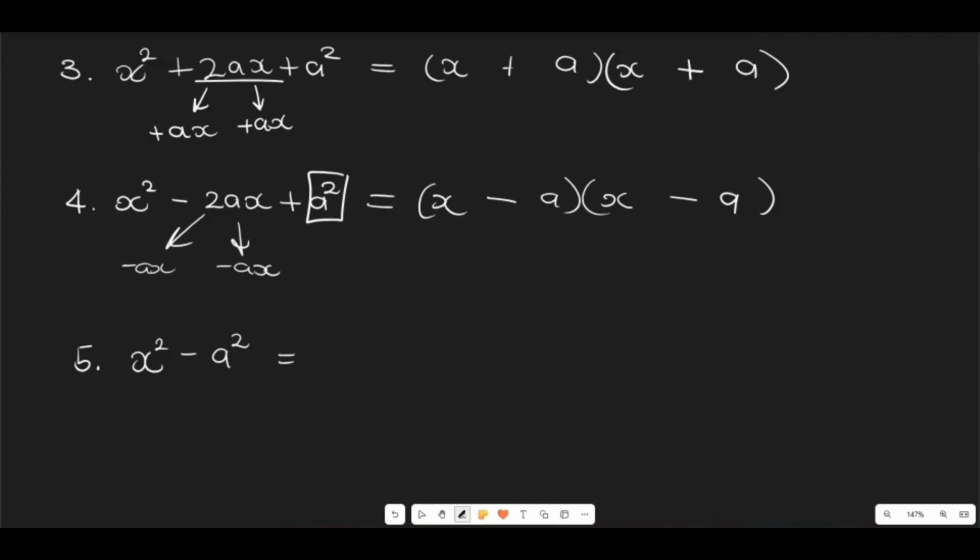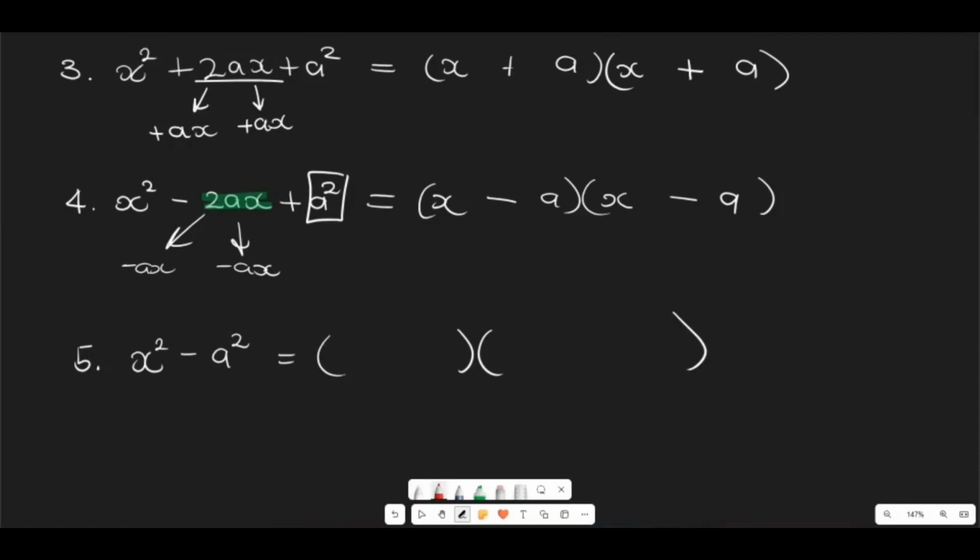Okay, so the next part that we have, I want you guys to now identify that for number 5, the next rule that we have, it does not have a middle term. This term is non-existent, right? So what do we do in this case? I'm sure you guessed it. We open two brackets as well.